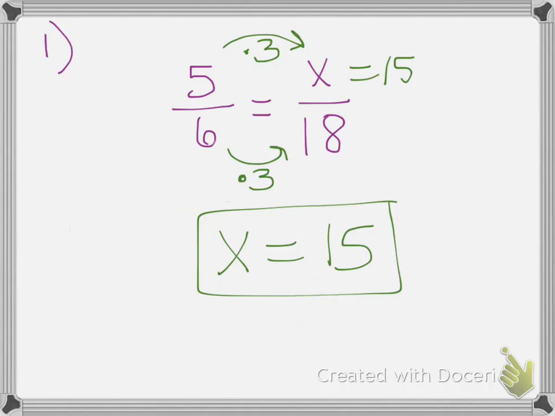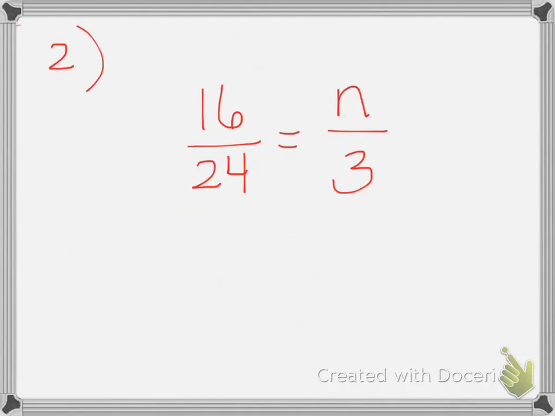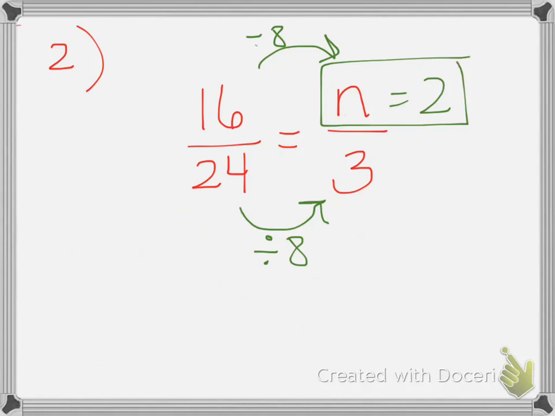So solving them isn't necessarily the hardest part. Write this proportion down. So with this, you are looking at the relationship between 24 and 3. I know that I divide 24 by 8 to get 3. So if I divide the bottom by 8, I need to also divide the top by 8. So 16 divided by 8 equals 2. In this case, n equals 2.